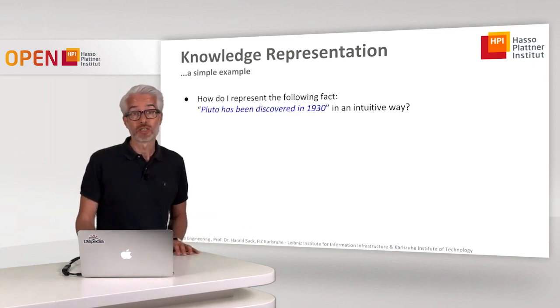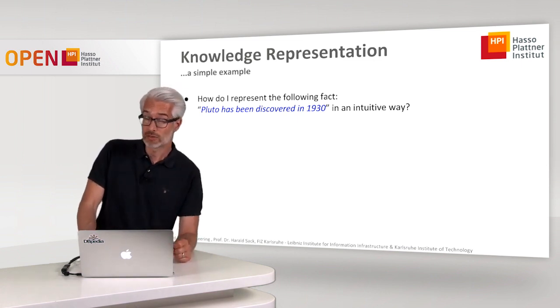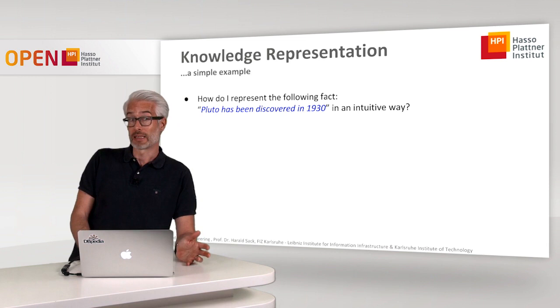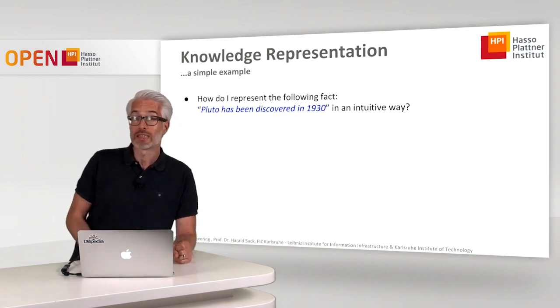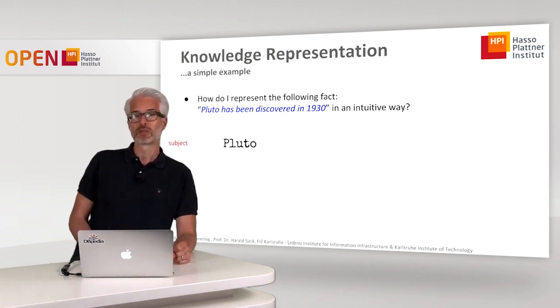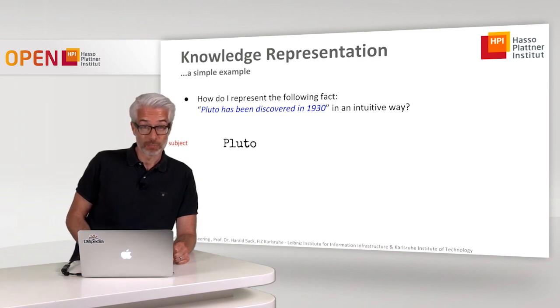So the question again, how do I represent the following fact in the most intuitive way? So this is a fact. So simply let's analyze what is in this fact. So we are talking about something which is Pluto. So this is the subject we are talking about. Okay, this is the first thing.